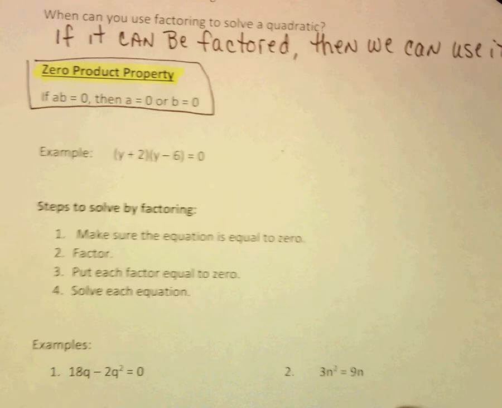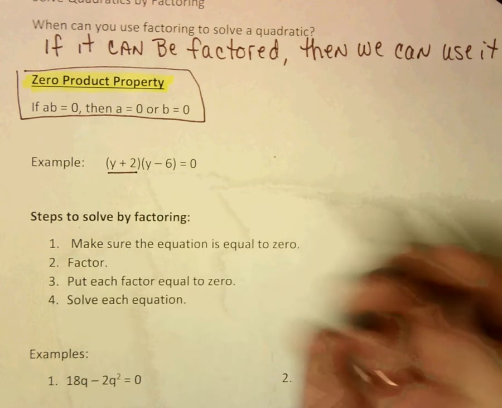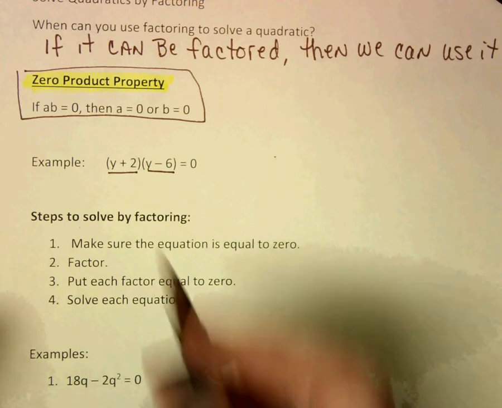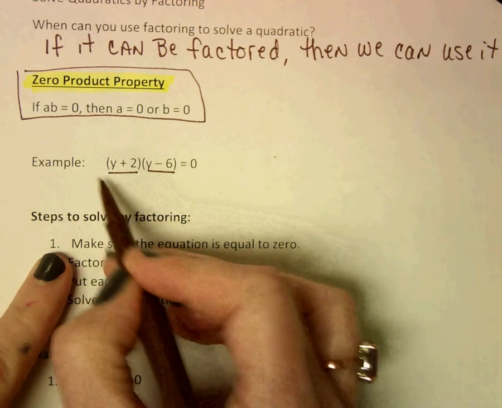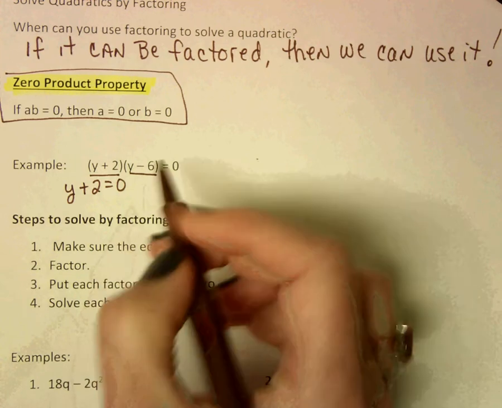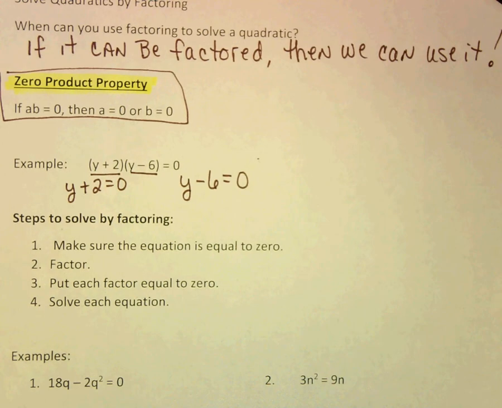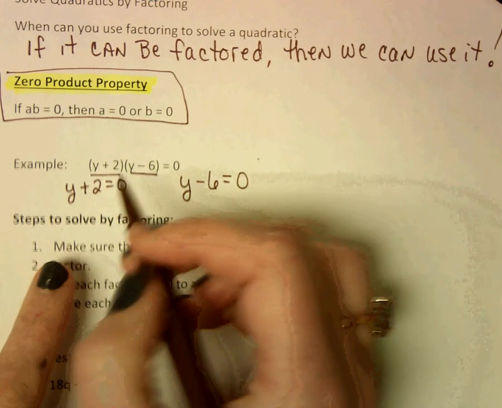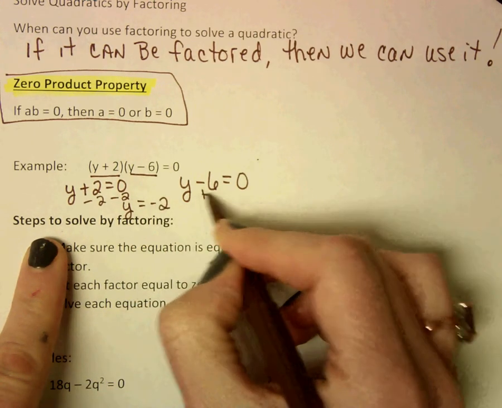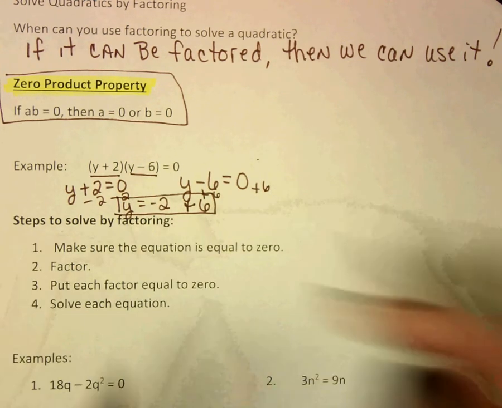And so here's an example of a quadratic equation that is already factored. y plus 2 is a factor, y minus 6 is a factor. And so the way this property works is we're saying that either this factor, y plus 2, has to equal 0, or this factor, y minus 6, equals 0. Do you see how I took each factor and put them equal to 0? And so now we're going to solve each equation, and we get y equals negative 2 and y equals 6. And so we have two solutions.